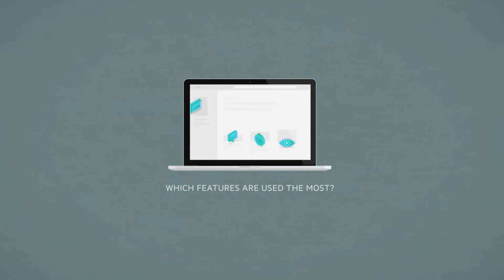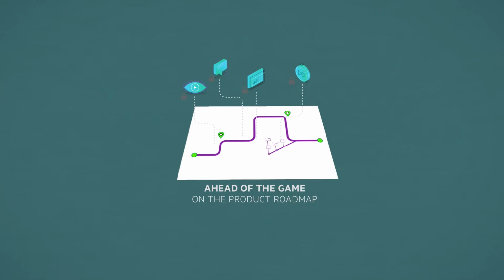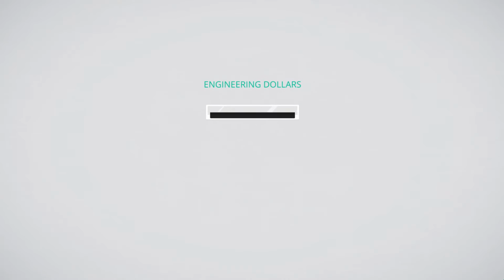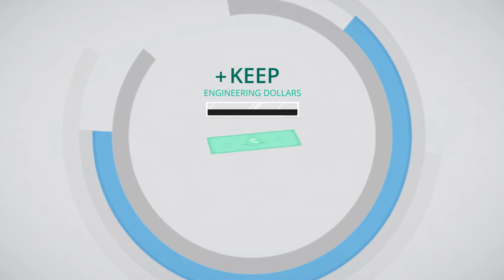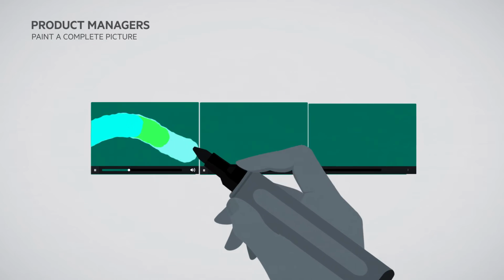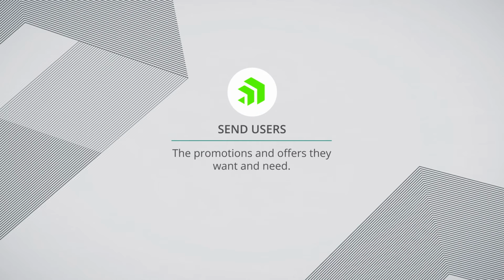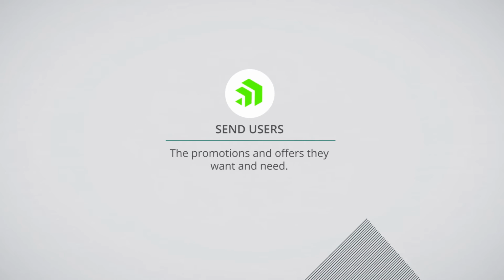Knowing which features are used the most keeps you ahead of the game on the product roadmap, and metrics from Telerik Analytics help you keep engineering dollars focused on the features that matter the most to the user. Product managers paint a complete picture of the target audience with demographics and information about usage patterns. Armed with that, you can send users the promotions and offers they want and need.